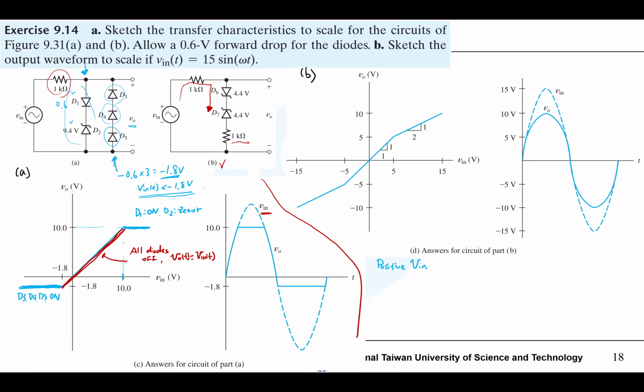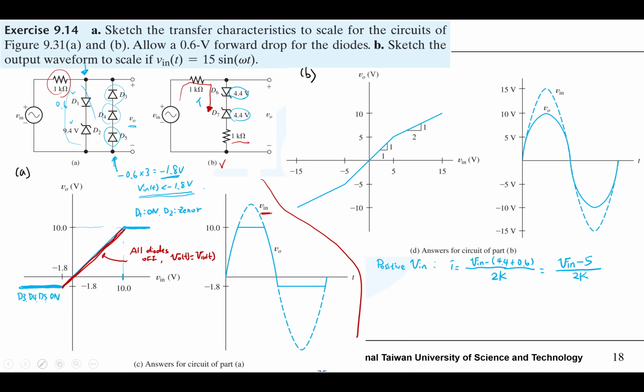So for current I, if it's positive and we assume the branch is turned on, we have I equals V in minus 5, because it needs to overcome the threshold voltage of this diode and the Zener voltage of the second diode, which is 4.4 plus 0.6, divided by 2K, which is V in minus 5 divided by 2K.